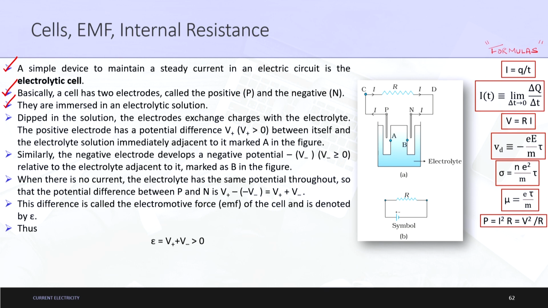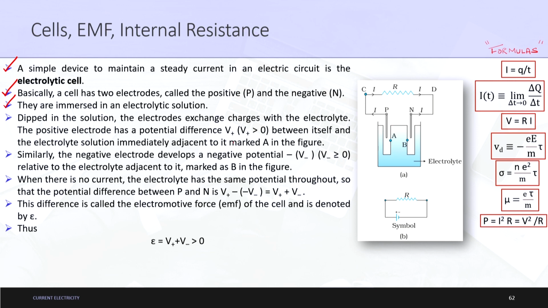The positive electrode has a potential difference V plus. So, V plus here, we write V with a subscript plus. The plus here denotes that we are talking about the potential difference at the positive electrode. Okay, V plus is positive, quite evident, because only the positive charges are being attained there between itself and the electrolytic solution immediately adjacent to it, marked in the figure.